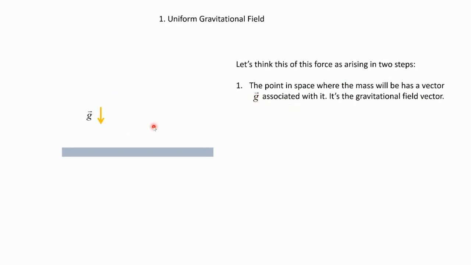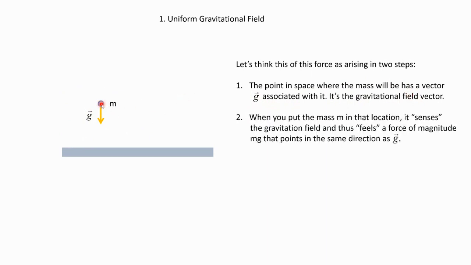So that's the gravitational field vector. It has magnitude g, which is 9.8 meters per second squared, and it points downward. Right? But it's not a force, right? In fact, it's an acceleration. But it's a force that you associate with a point in space, whether or not there's a mass there. And then when you do put a mass there, in some sense, if I'm going to anthropomorphize things, it senses the gravitational field and thus feels a force of magnitude mg that points in the same direction as that g vector. So then there's the force.